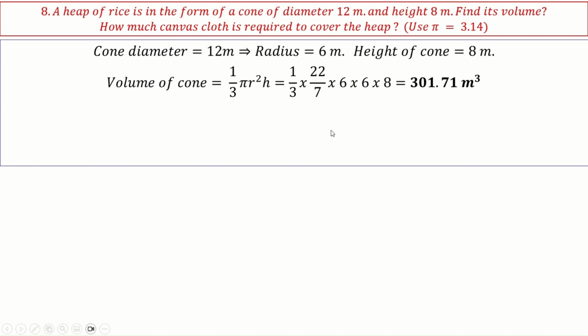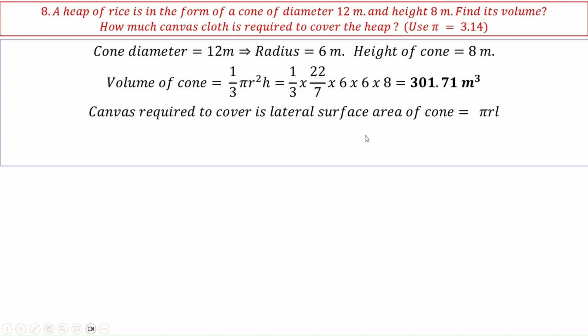Now to cover this heap, I need to calculate the curved surface area, because it's like a cone and it's open at the bottom, right? So the lateral surface area is pi r l. I have to calculate the slant height l. So what I will get is 188.4 meter square. This much canvas is required to cover this heap. Okay, next.